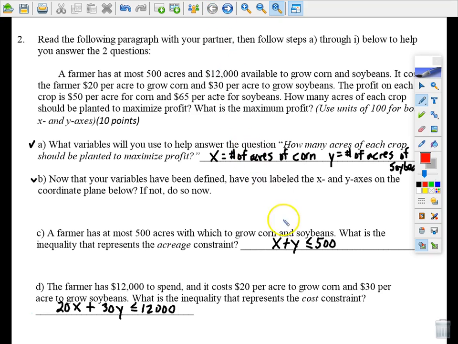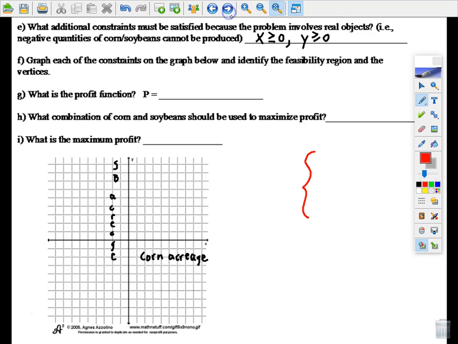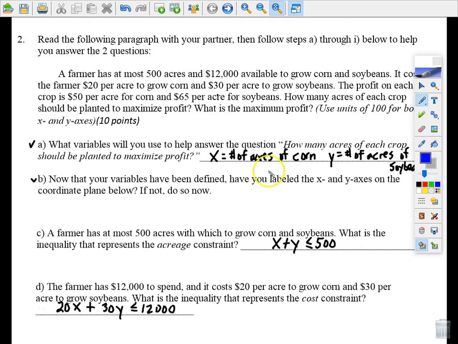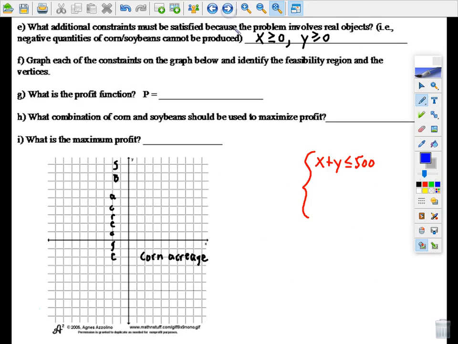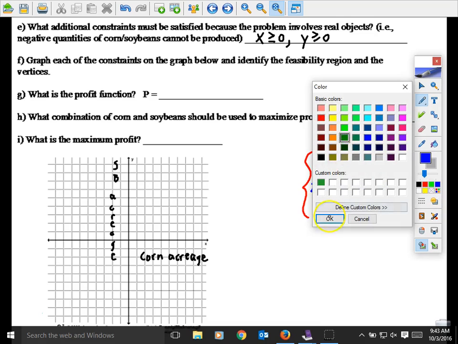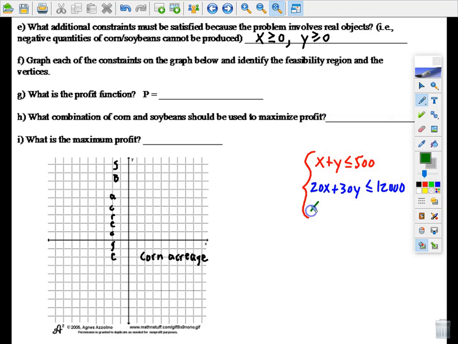given to you. Okay, x plus y is less than or equal to 500. And you were to graph that, all right? And then the other one, 20x plus 30y is less than or equal to 12,000. All right, and so it's looking familiar? It was nice last chapter on the last test.